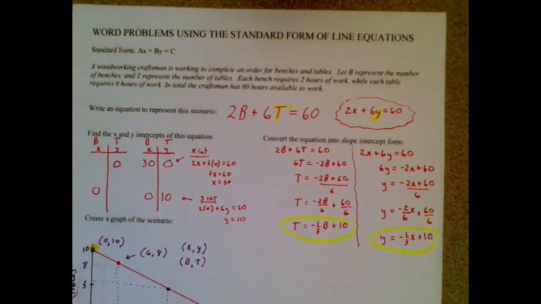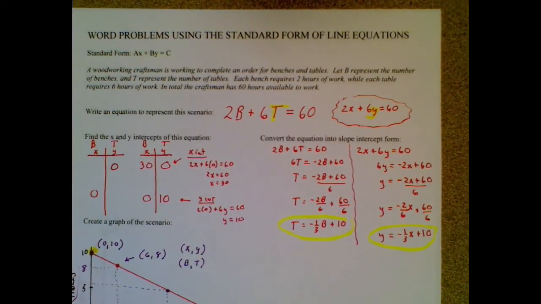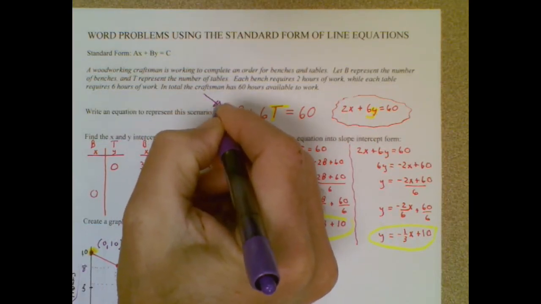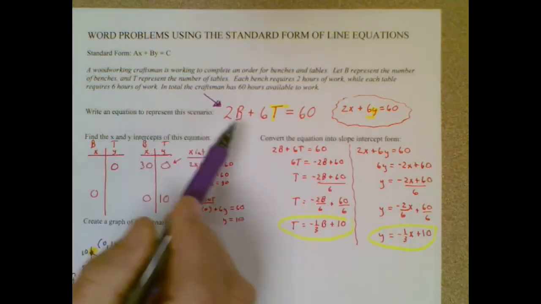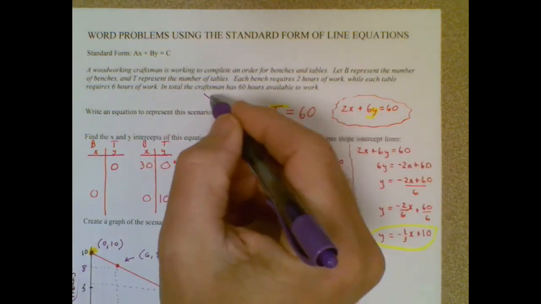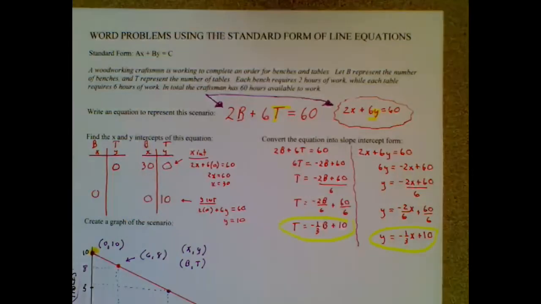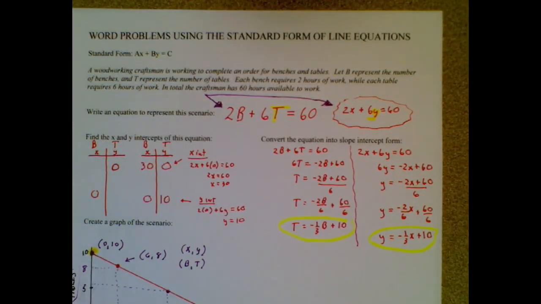Everything we've done here is kind of review of things we've been doing with lines before, and the one new step, which we've done earlier in the year, is read a scenario, make an equation that represents the scenario. You can either use variables that make sense in the scenario or go to the old x and y that we've been used to for graphing.